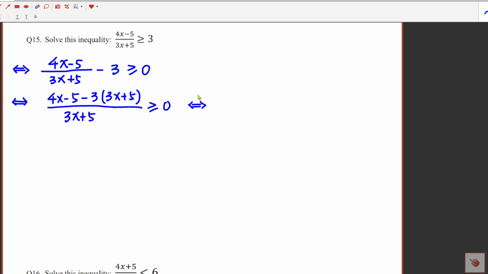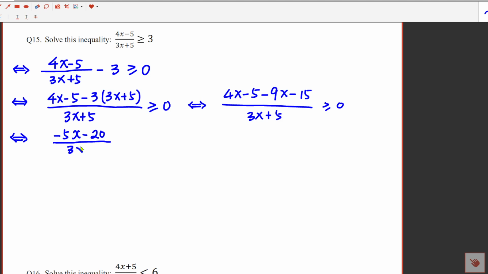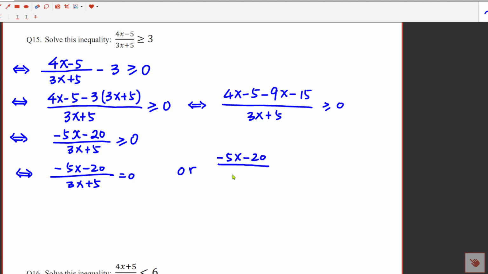And this is equivalent to (4x minus 5 minus 9x minus 15) over (3x plus 5), greater than or equal to 0. And this is equivalent to negative 5x minus 20 over 3x plus 5 is greater than or equal to 0, right? And this is actually equivalent to two things. First of all, we could have (negative 5x minus 20) over (3x plus 5) equals 0. Or we could also have (negative 5x minus 20) over (3x plus 5) larger than 0, right? So let's label them with 1 and 2.